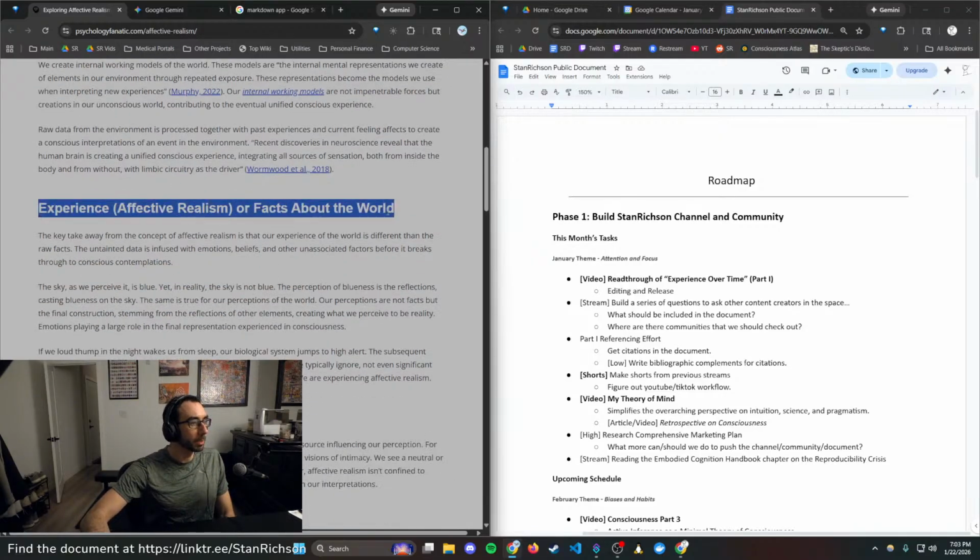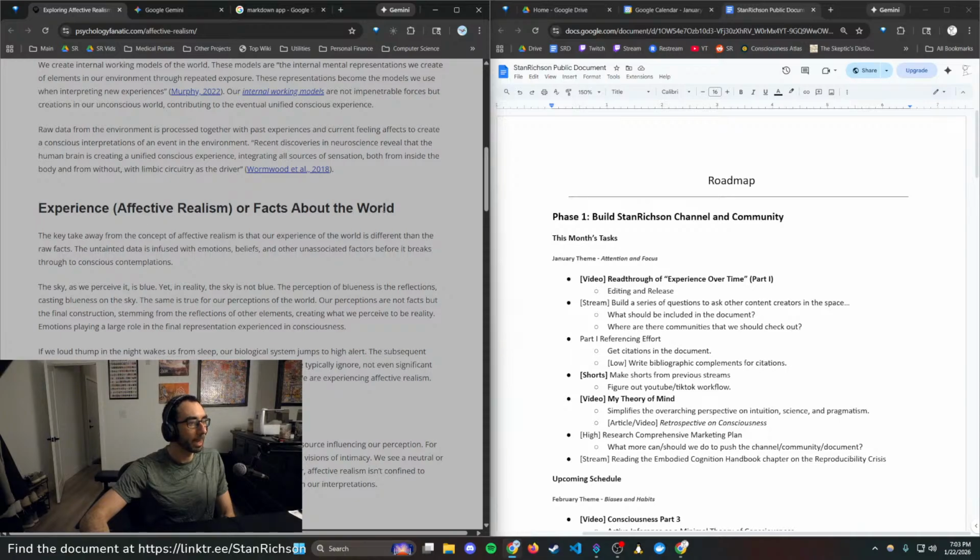All right, experience, affective realism, or facts about the world. The key takeaway from the concept of affective realism is that our experience of the world is different than the raw facts. So this is a tricky thing. It's purporting to believe that there's raw facts. And if we take like a strict affective realism stance, I don't think that's allowed.